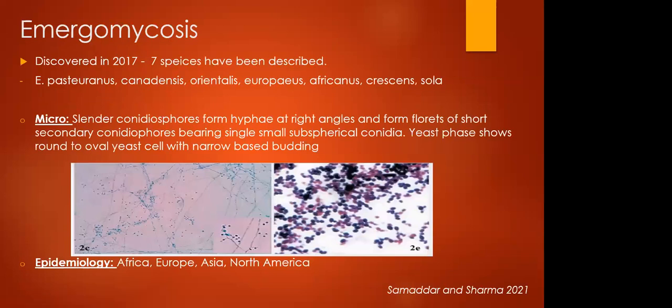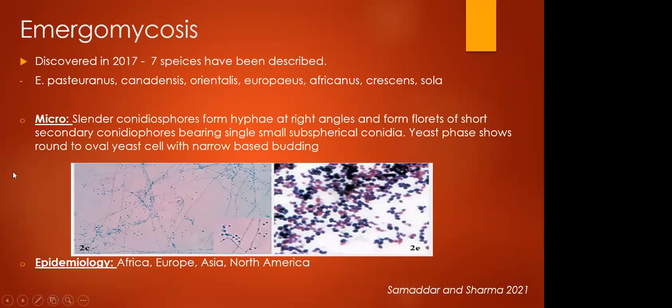Emergomycosis was actually thought to be an Emmonsia-like organism. Because of the taxonomy, it was classified as its own genus in 2017, and there have been 7 species described. So E. pasteuriana, canadensis, orientalis, europaea, africana, crescens, and sola. And E. africana is what is endemic to South Africa and to the Western Cape.